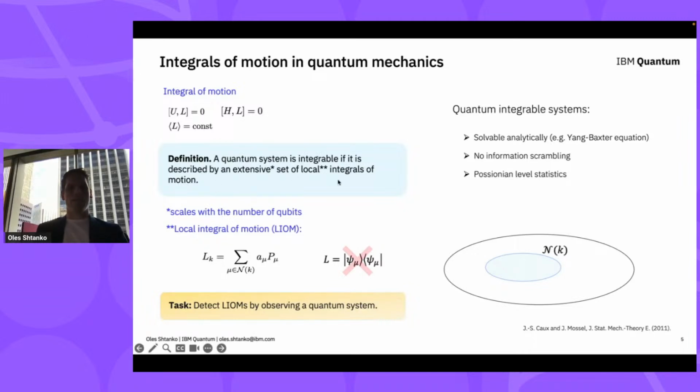And you see here two asterisks that I have put here, and let me explain this as well. What does it mean that you need an extensive number of integrals of motion? This means that it should scale somehow with the number of qubits you have in the system. You cannot say that the number of integrals of motion should be equal to the number of equations you have, because the number of equations in quantum mechanics is exponential. It's unreasonable. But you may say that I ask the number of integrals of motion in my system to scale linearly with the size of the system. Also, we have to say something about the structure.